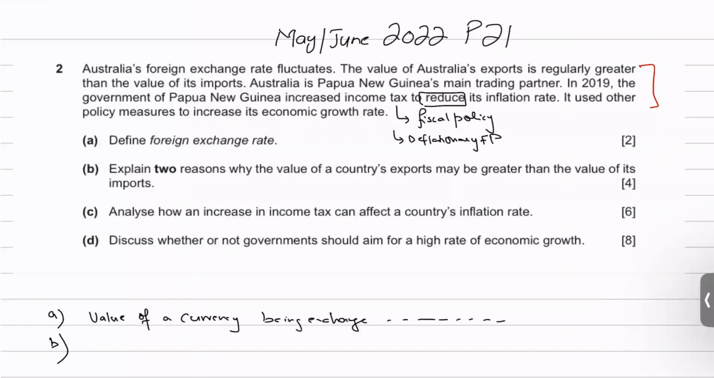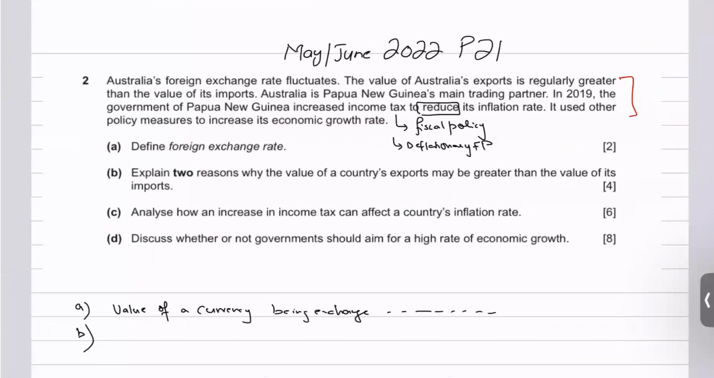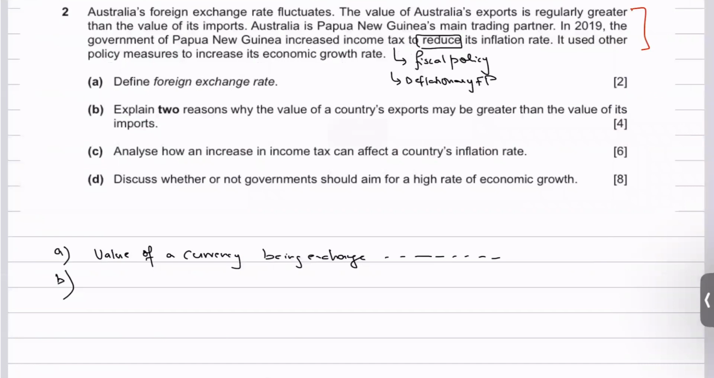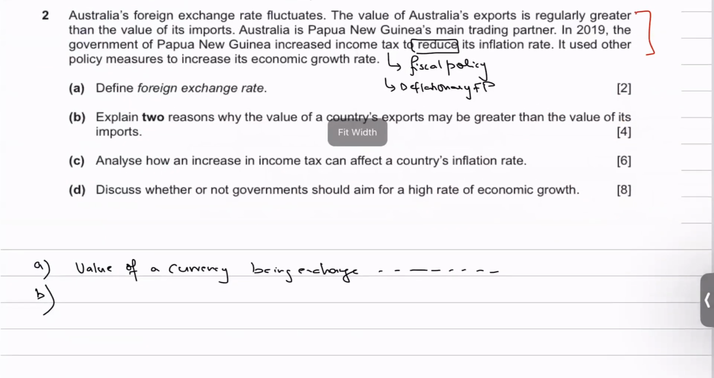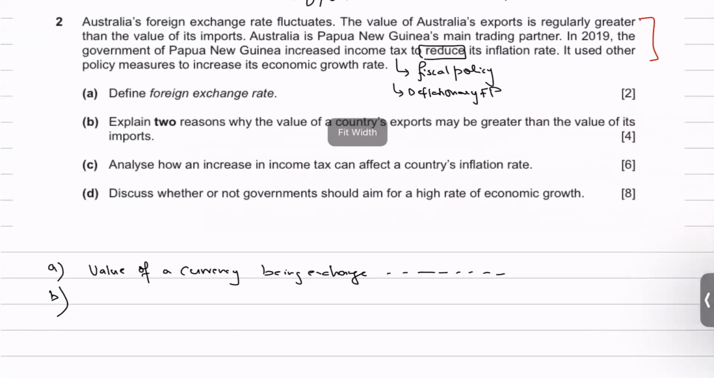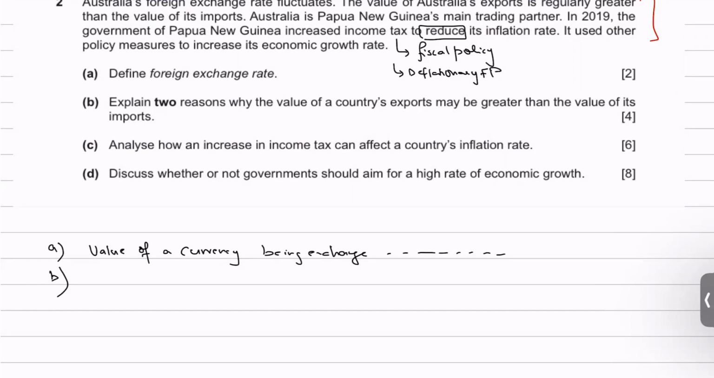So it says explain two reasons why the value of a country's exports may be greater than the value of its imports. Now, for a question like this, I am going to be not only giving you two reasons, I'll be giving you more than two reasons. For a 4-marker, you don't need to sort of explain what export means, neither you need to explain what import means. However, you guys know what export and import means. Export refers to foreign demand for domestic goods, while imports refer to domestic demand for foreign goods. But you don't need to sort of explain that for a 4-marker.